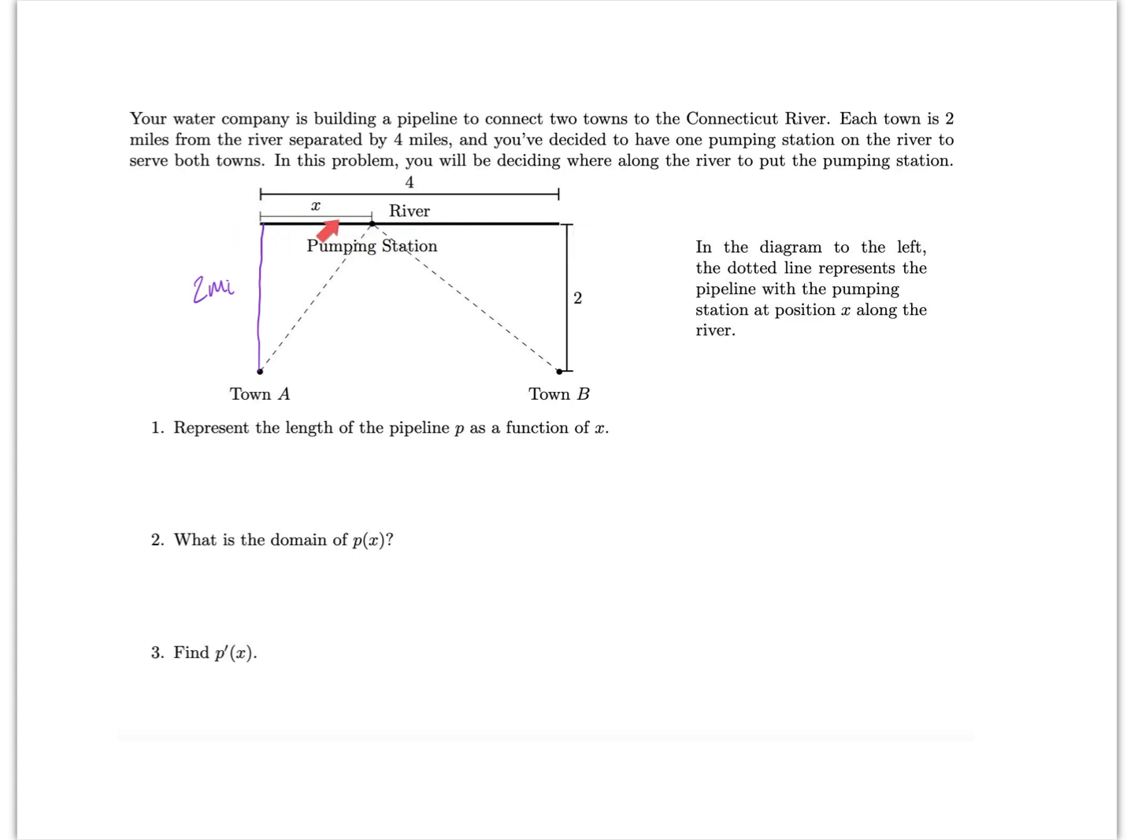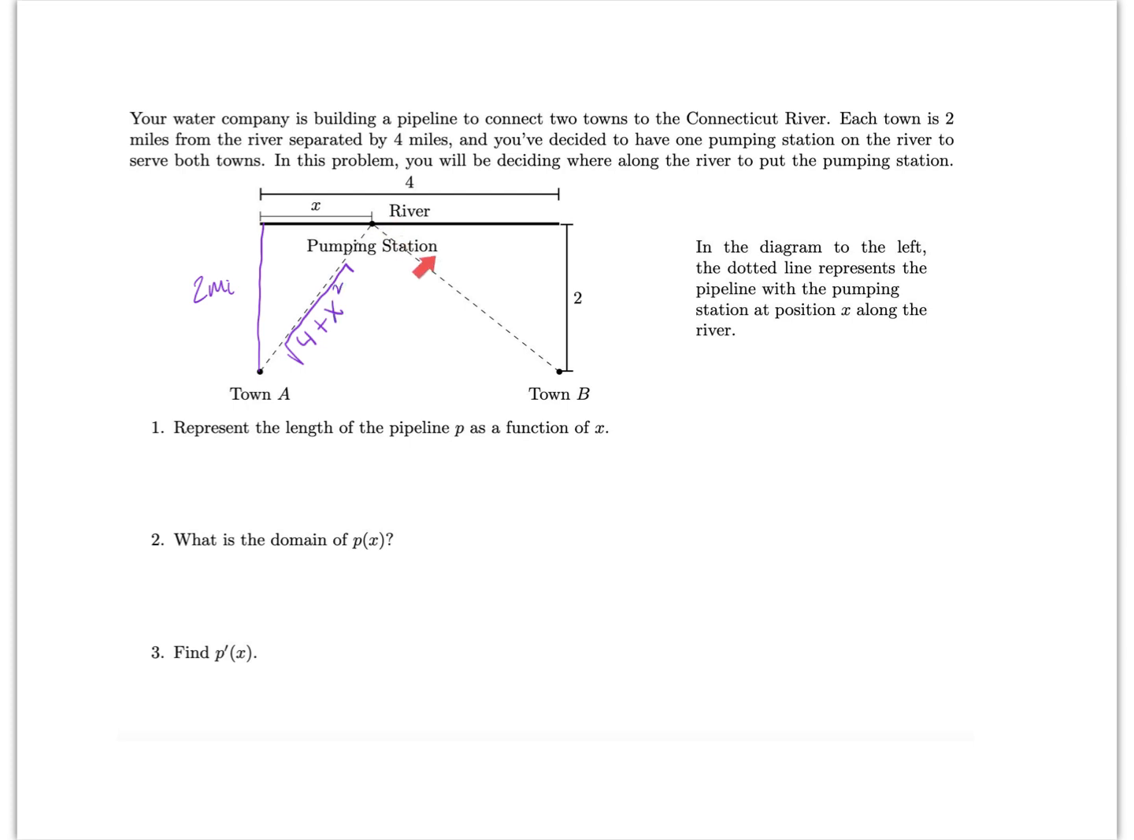So we're going to call this distance x, like the location where we put it is going to be x miles along the river from town A, and we're going to minimize the distance. So represent the length of the pipeline P as a function of x. So this distance, because this is 2 and this is x, is going to be the square root of 4 plus x squared.